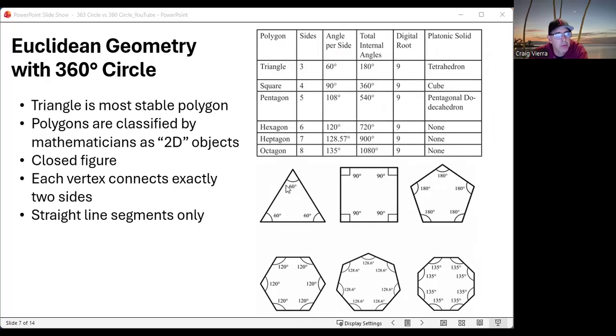The internal angles here in Euclidean geometry are 60 degrees, so this equilateral triangle has a total of 180 degrees. We like to measure internal angles because it gives us an idea of, if this had thickness, the volume of the actual structure, like a tetrahedron. You can also look at the digital roots and smash this down to a single digit. 18 would be 9.